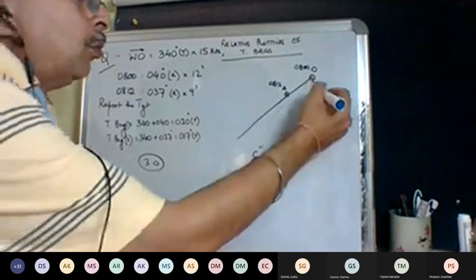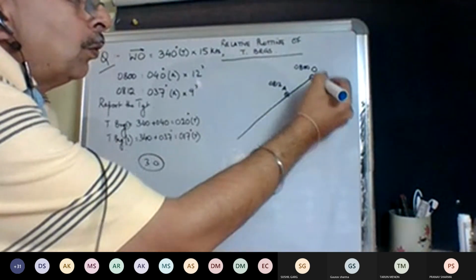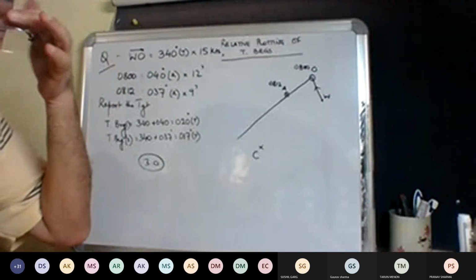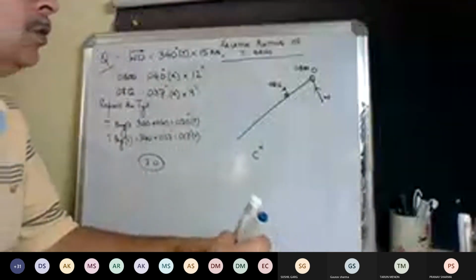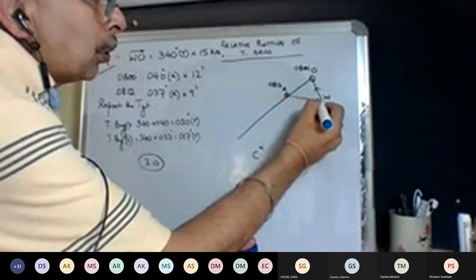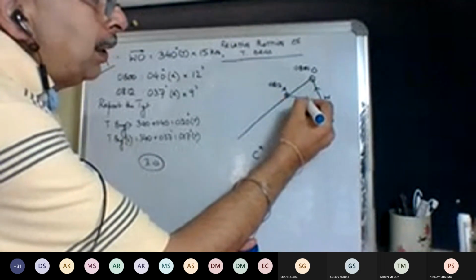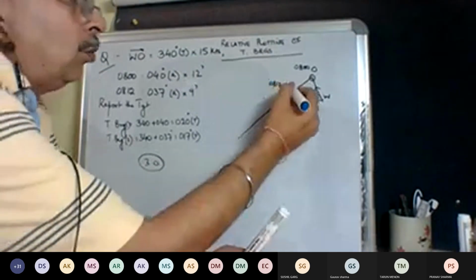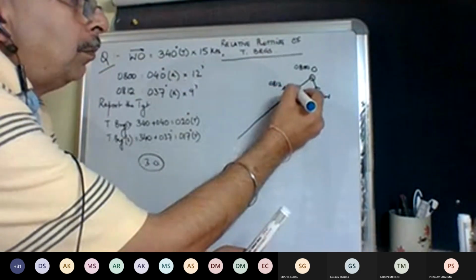So W to O, you will put one arrow, single arrow. Join WA. Put a single arrow there. And OA, put 2 arrows.